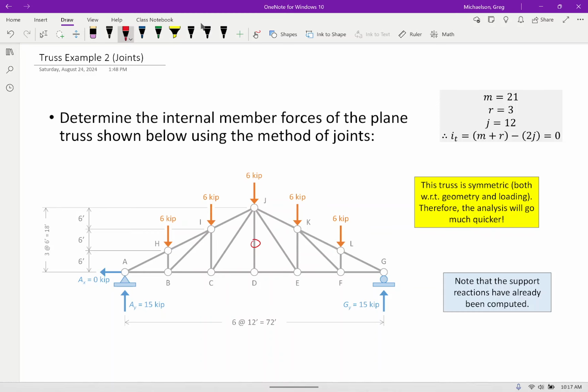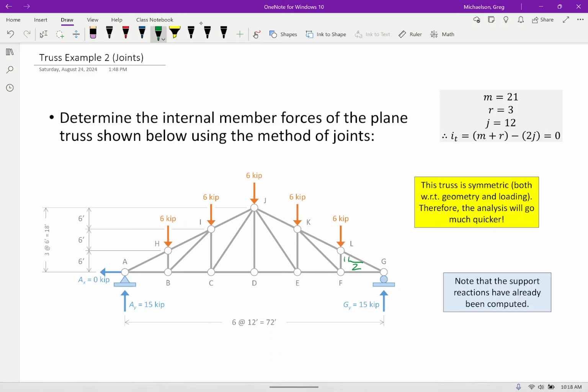Before we get into the analysis, a couple things I'm going to go ahead and do. First thing I'm going to do is start putting slope ratios on all these members. For example, this diagonal, I go over 12 feet, how far do I go up? I go over 12 and up 6, okay? So this diagonal member right here is at a 1-to-2 slope ratio. Does everybody see that? The same thing is going to be true for this member, this member, this member, this member, and this member. They're all at the same slope ratio.